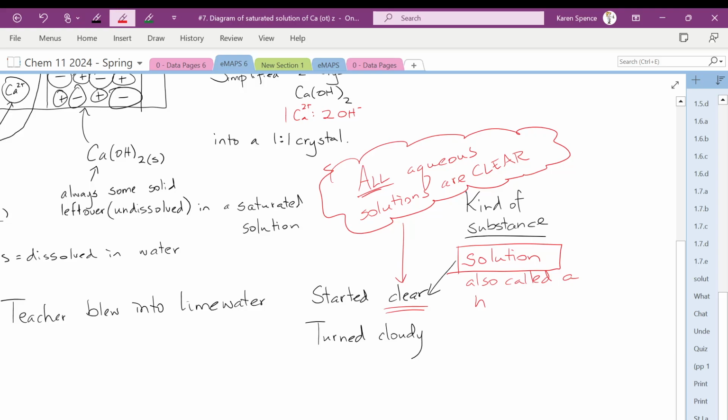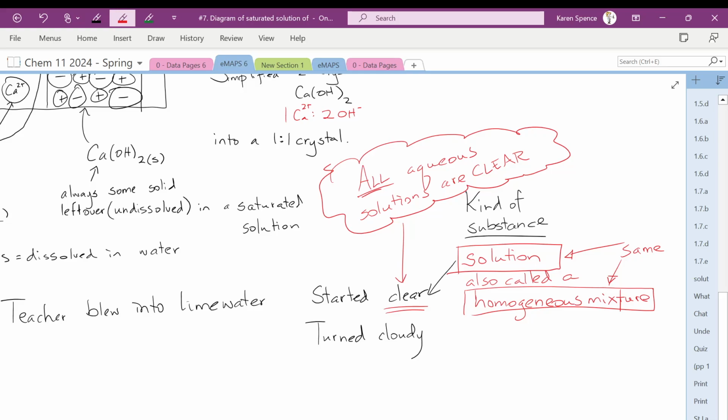Hey, Al, what type of apple is that? Is it the same apple you eat every day? Also called a homogeneous mixture. These two are the same. Oh, they're the same. Okay, a homogeneous mixture is a solution. A solution is a homogeneous mixture. They're just two different words for exactly the same thing.